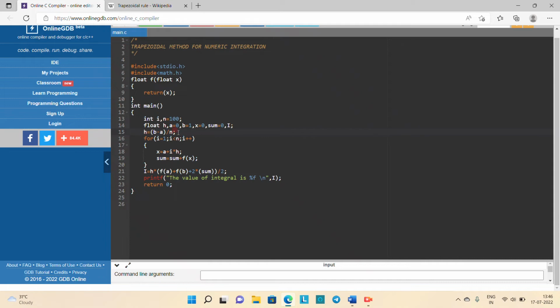Okay, then is the main part. How can we calculate it? To calculate f of a and f of b here, it's very simple. But how to calculate the other intervals? To calculate the other intervals, we have to take the help of a loop called the for loop. So how will the for loop act? In the for loop, we tell the computer, take I equal to 1 to n.